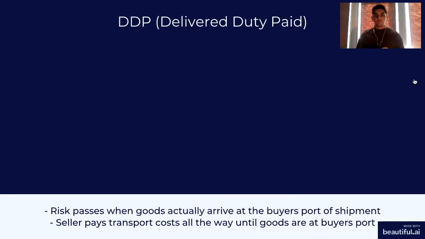And finally, we have DDP, right? Delivery duty paid as an Incoterm. And this is when risk will pass when the goods actually arrive at the buyer's port of shipment. Okay, so not when they're loaded onto the vessel, but when they actually arrive at the port of shipment of the buyer. And it's the seller who will pay all of the costs just like before.